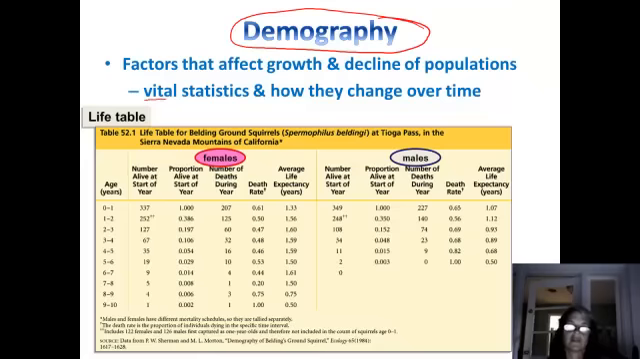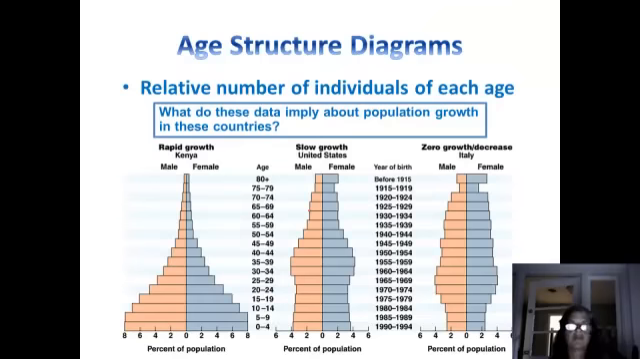We look at different statistics: how many are alive, how many die, how many males, how many females, and so on. We do this a lot with humans. You also ought to be able to read and understand an age structure diagram. This is going to be telling you a lot about the potential for growth in a population. Is this population growing or not?